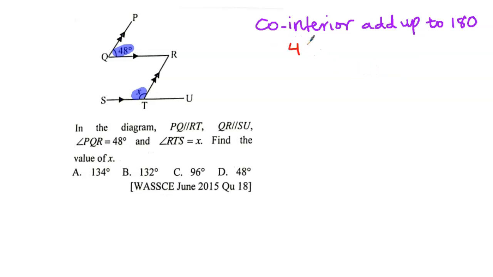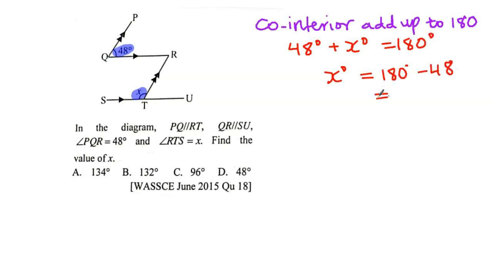So that means 48 degrees plus x degrees must be equal to 180. And as we are looking for our x degree, x is just 180 degrees minus 48 degrees, and that will give us 132 degrees. That will make option B the answer. Let's look at another way that we could do it.